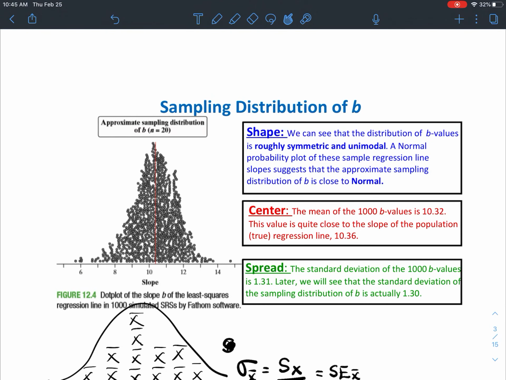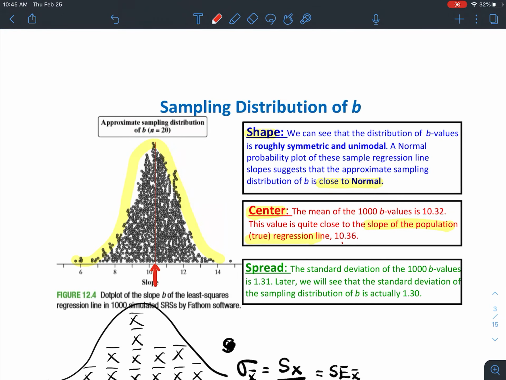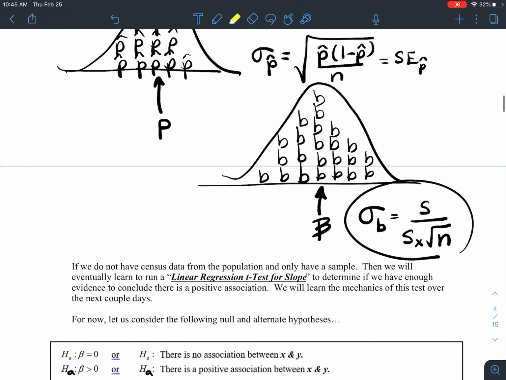But what I want you to just kind of get from up above here is roughly the shape is going to be close to normal if you draw enough samples here. Again, we're going to expect the center to land spot on with where the true slope of that population regression line is. If you look at this, right here they drew a red line where the center is. They're trying to say that that's pretty close to 10.36. And then the spread for this sampling distribution is 1.31. And we'll talk later about how to get that. And that has something to do with this formula right here that I just jotted down there. Okay, let's go ahead and flip to the next page here.